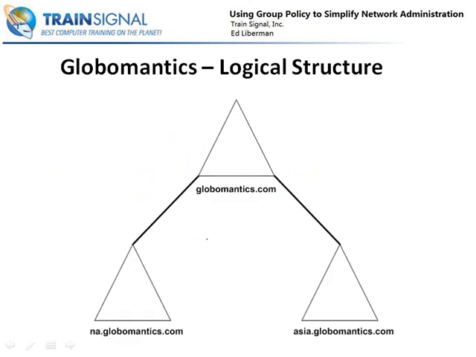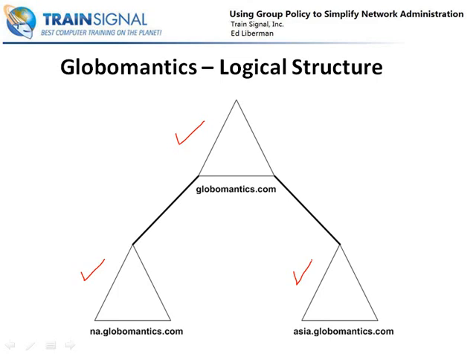But first, just to see if we can help you to understand, here's the basic logical structure of our Global Mantics network. We have three domains. We have globalmantics.com, na.globalmantics.com, and asia.globalmantics.com. Okay, so those are the domains.